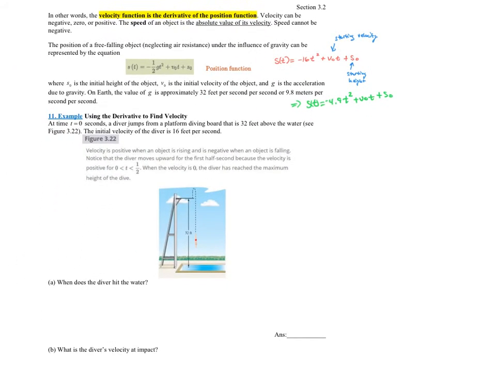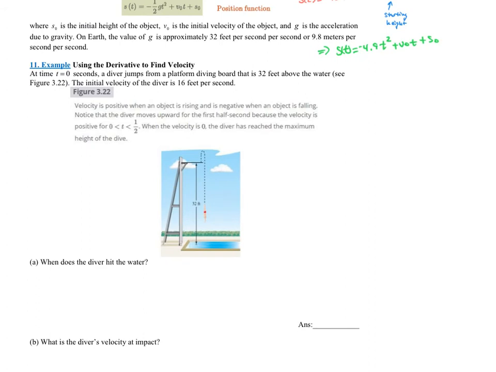Okay, let's look at this one right here. Great problem, could be on the test, so I want you to pay attention to this. It says at time t equals 0 seconds, a diver jumps from a platform on the diving board that is 32 feet above the water. See this example in 3.22 figure. It says the initial velocity of the diver is 16 feet per second. It says velocity is positive when the object is rising and negative when the object is falling. So a positive number means you're going up, a negative number means you're going down.